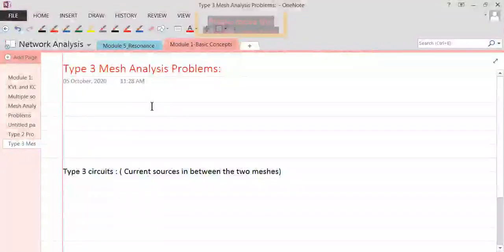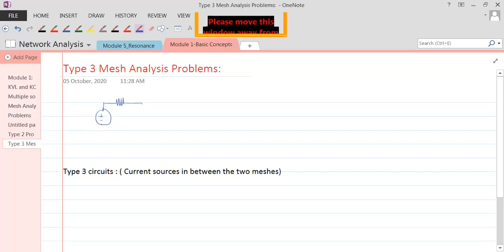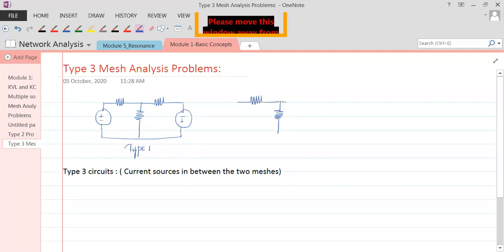Yeah. See here, what are type 1 circuits? Type 1 circuits would look like this. You have a voltage source, okay? Then a resistor like this. You can have any number of resistors, not a problem. This is minus plus. So what's not there? There is no current source. Okay? So this is type 1.